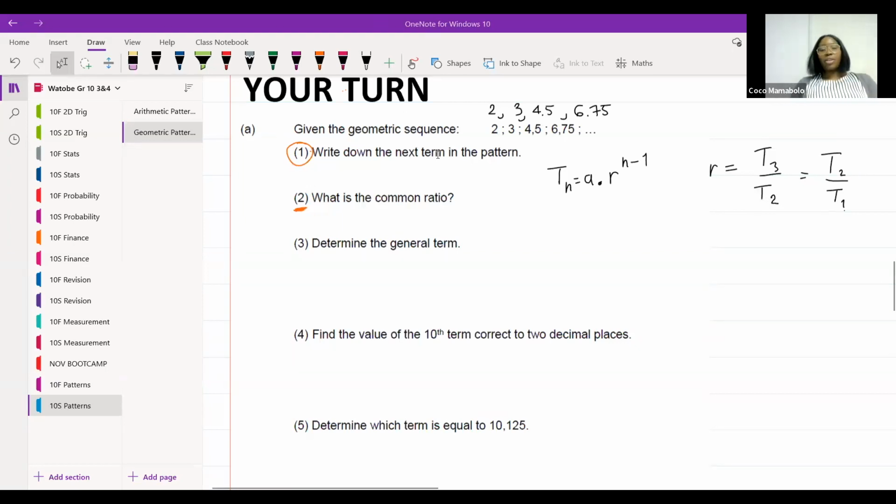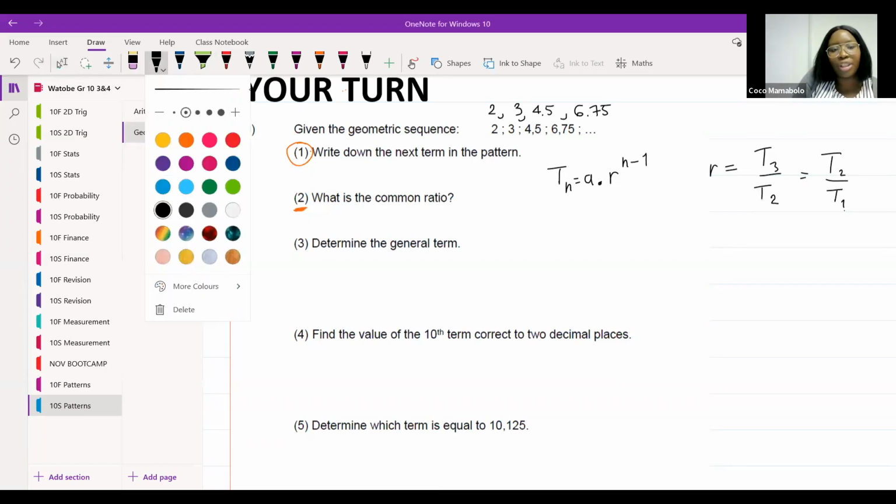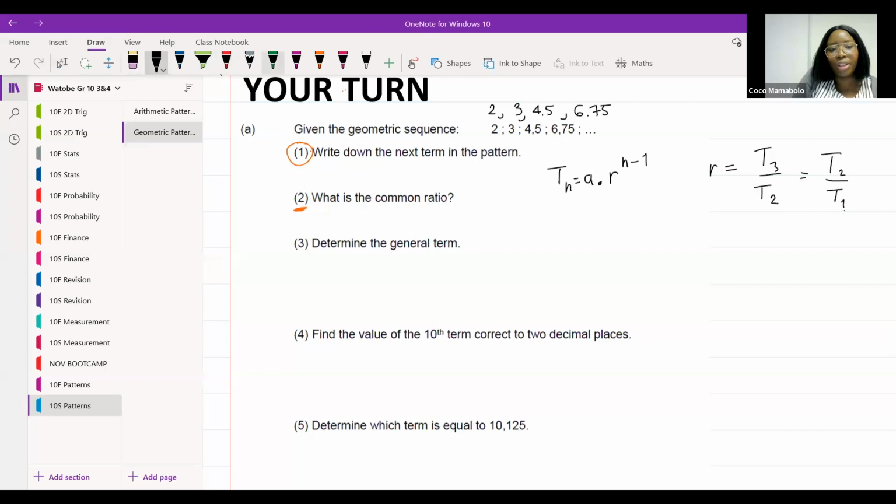All right, let's look at the answer that we're going to get over here. What did everybody get for their common ratio? The common ratio R is going to equal 4,5 over 3, which is equal to 3 over 2. We can either leave it as 3 over 2 or write it as 1,5. I'm going to write it as 1,5 for now, but I feel like we're going to change it back when we do one of these other questions.